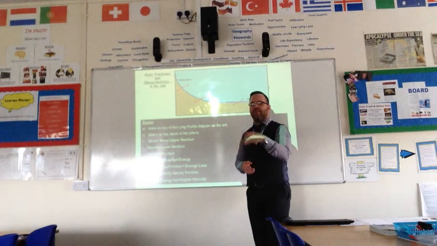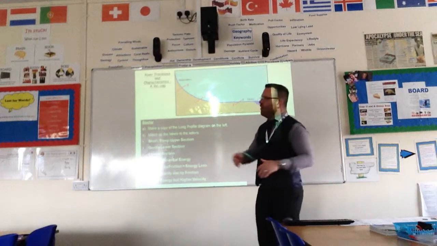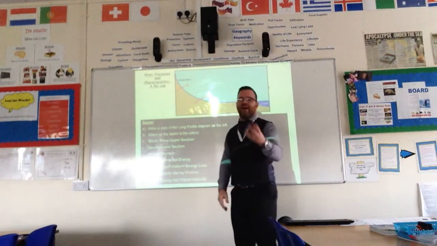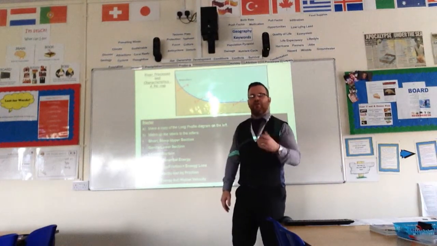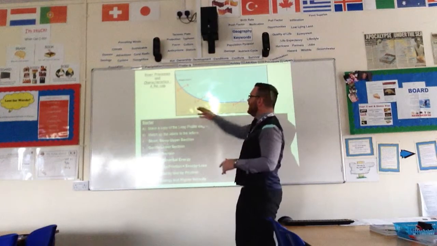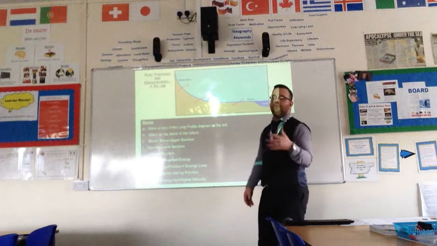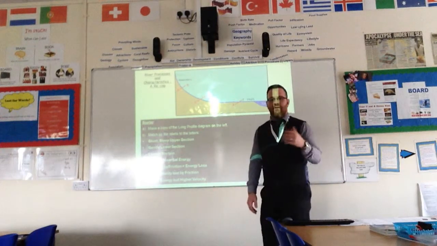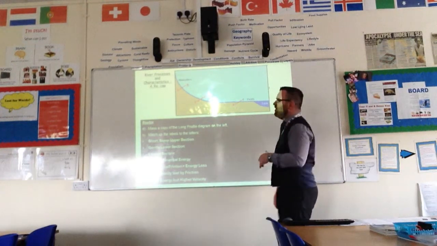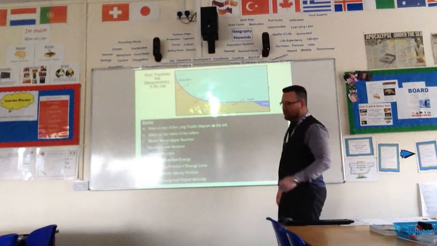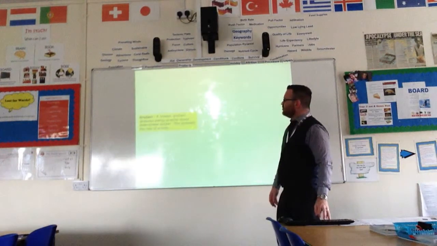In terms of velocity, the speed of flow, although it often looks like velocity is fastest in the upper course of the river because the water looks like it's flowing faster, it's actually fastest in the lower course of the river. And again, that's linked to energy. So if you want a final one, you can talk about velocity: the speed of the flow of the river increases as you move downstream.